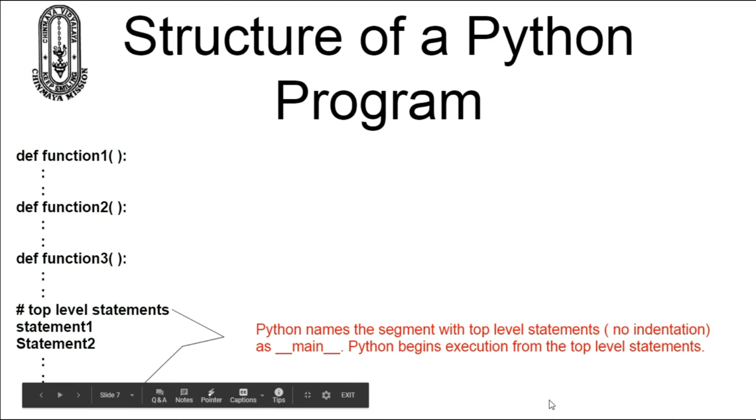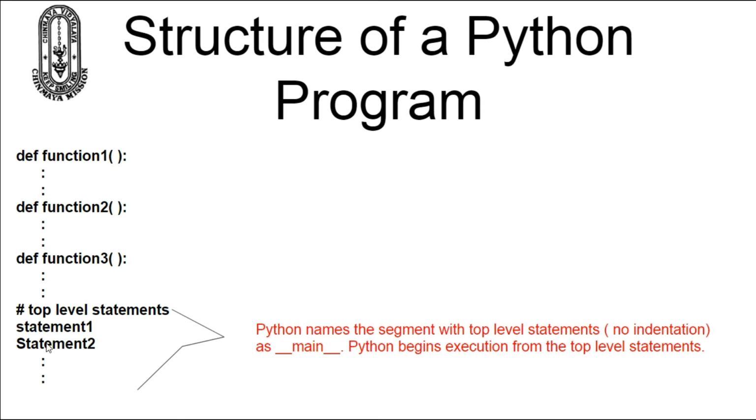In a Python program, generally all functions are given at the top, followed by statements which are not part of any functions. These statements are not indented at all. Functions are often called from the top level statements. The Python interpreter starts the execution of a program from the top level statements. The top level statements are part of the main program. Internally, Python gives a special name to the top level statements as main.